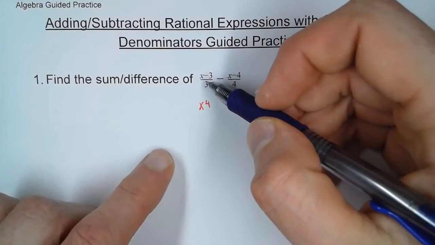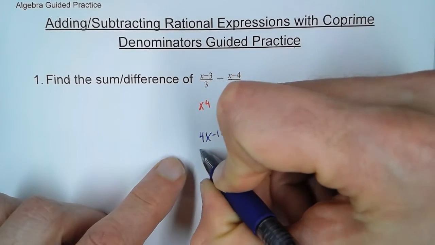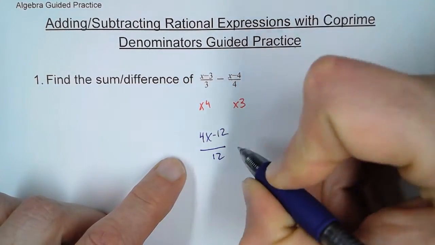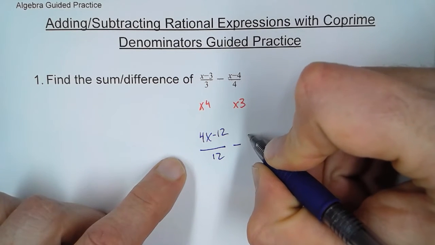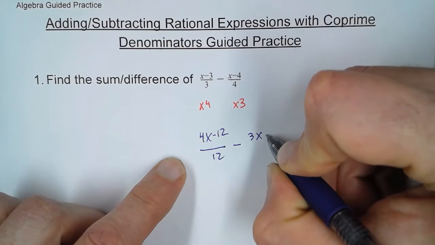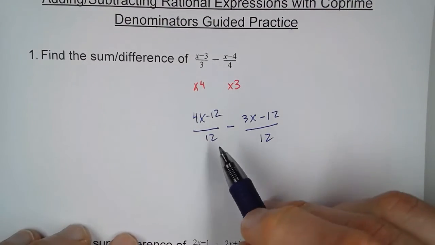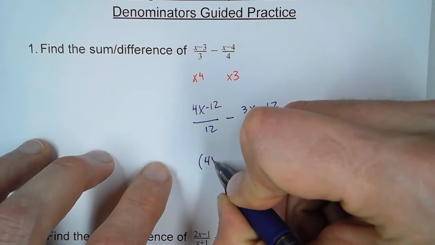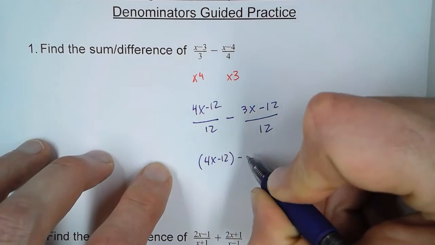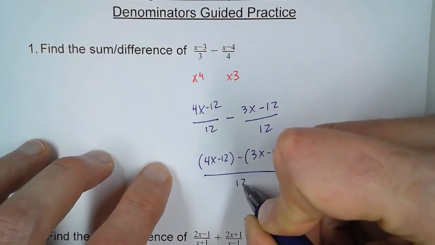So when I multiply the top by 4, I get 4x minus 12 all over 12. And then when I take this fraction and multiply it by 3, I get 3x minus 12 over 12. So now that I have the same denominator, now I can write this as the quantity 4x minus 12 minus the quantity 3x minus 12 all over 12.